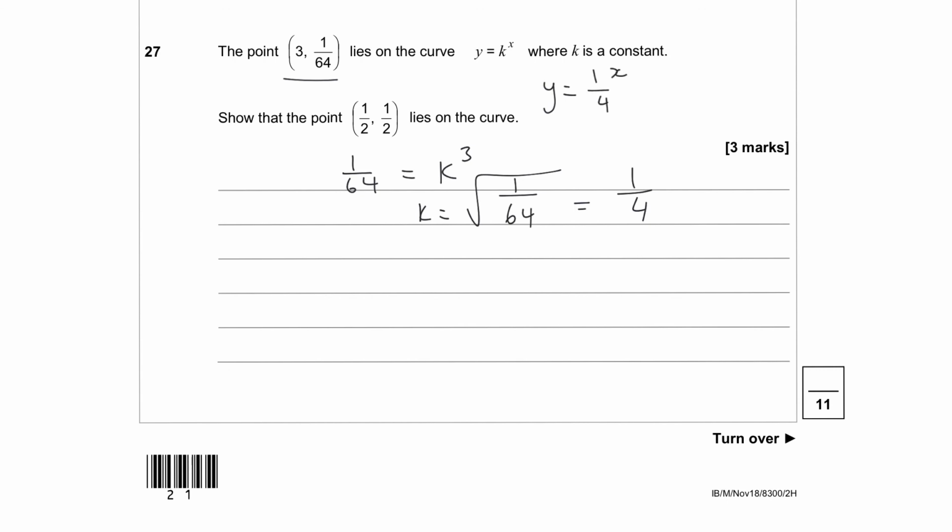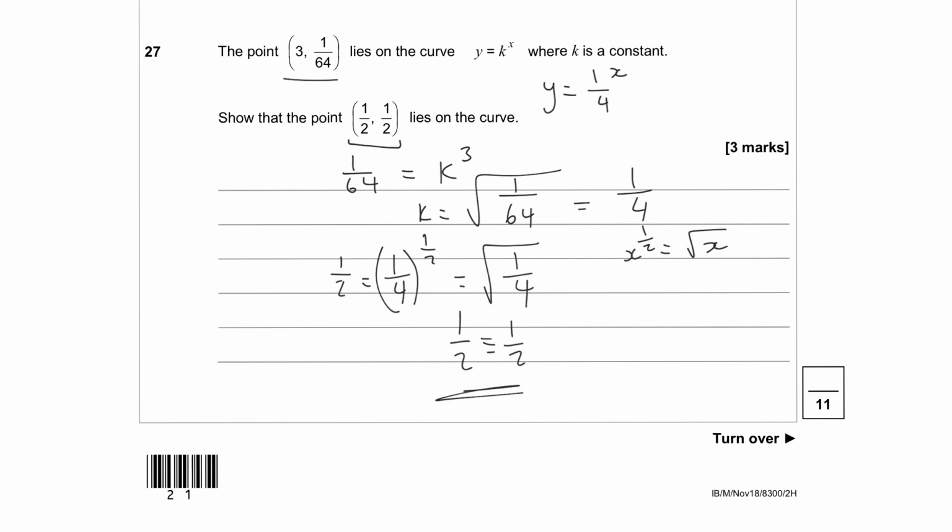So now to show that this point lies on the curve, again, we're going to substitute a half for y and a half for x. So a half would be equal to a quarter to the power of a half. We know, based on our indices, negative indices and fractional indices, that anything to the power of a half is equal to the square root. So saying a quarter to the power of a half is the same as the square root of a quarter. Putting the square root of a quarter into your calculator gives a half. So we can say that this point does lie on the curve.